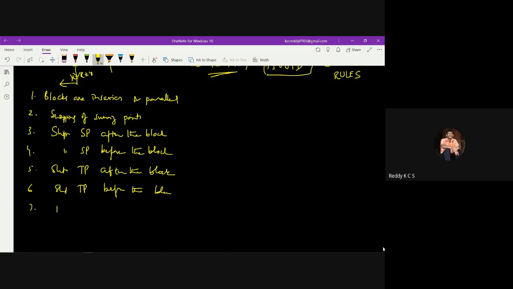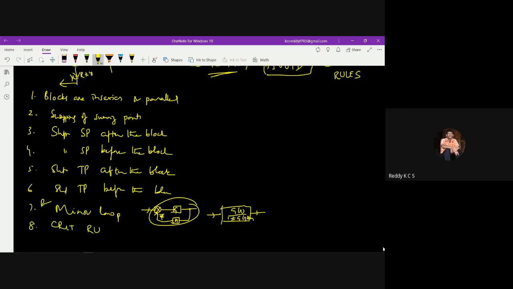And then the minor loop: removing the minor loop, which has only one summing point and one block in the forward path, and one block in the feedback path, with plus or minus feedback, say G and H. This whole thing will be replaced with G of S by 1 plus or minus G of S into H of S. That's what we discussed, right? So this is removing the minor loop. Then we discussed today the critical rules, critical rule 1 and critical rule 2. So these are the total rules in block diagram reduction.